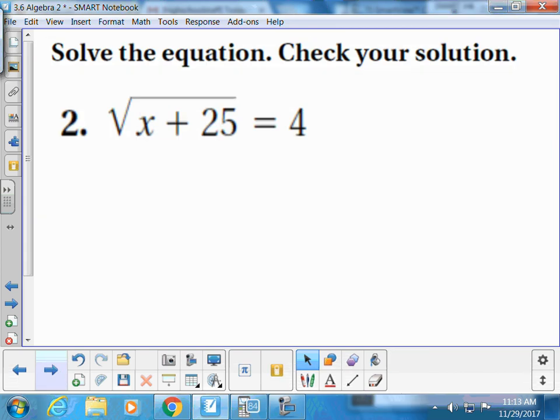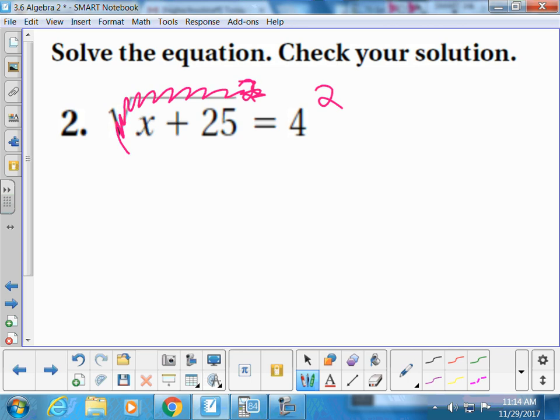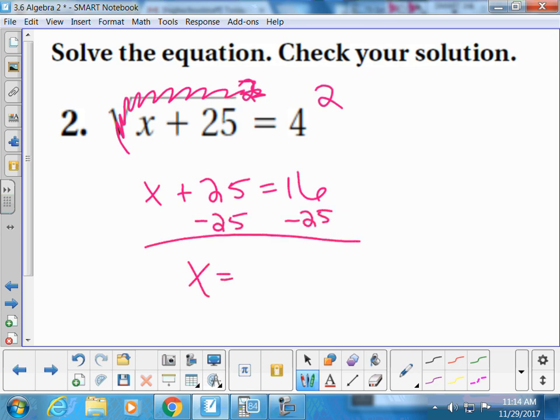All right, next problem. Go ahead and jot it down. Go ahead and take a guess on what we're going to do on both sides to start out this equation. Did you guess subtract 25? That would be wrong. Did you guess square both sides? Awesome. That's what we have to do. We have to square both sides to cancel out the square root. They cancel each other. They're inverse operations. That would leave us with x plus 25 equals 16. And we do a subtract 25 on both sides to get our final solution of -9.